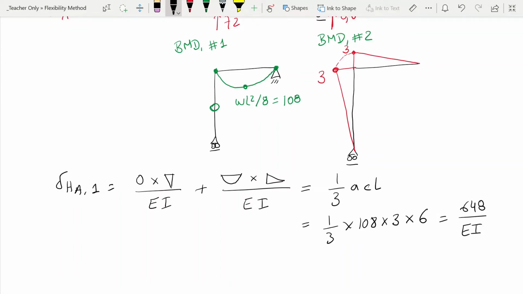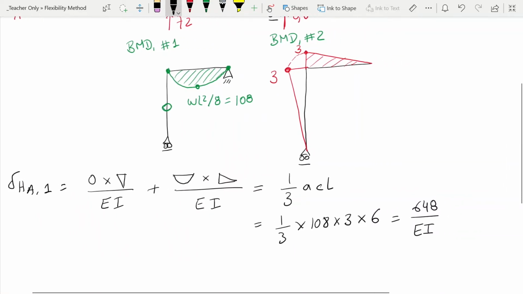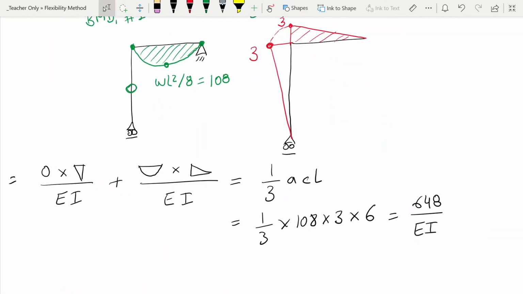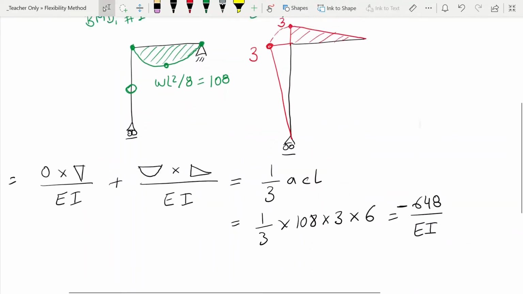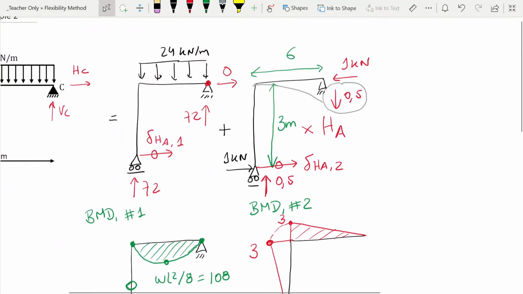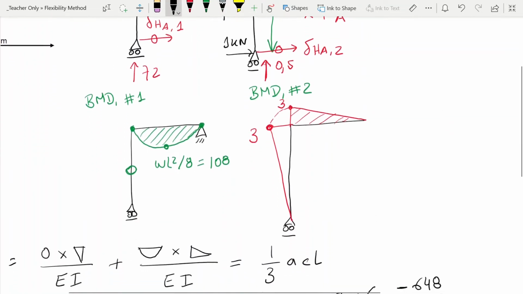But now we need to think about the signs, and in this case, since this diagram here is positive, so tension on the bottom, and this diagram here is tension on the top, when we multiply these diagrams, one of them needs to be negative. So one of these values, either the 108 or the 3, should be negative. So this means this value at the end needs to be negative, which means that the load we're assuming in the beginning, the displacement is going to be in the opposite direction. So we're assuming the 1 kilonewton to go to the right, which means this displacement actually goes to the left.